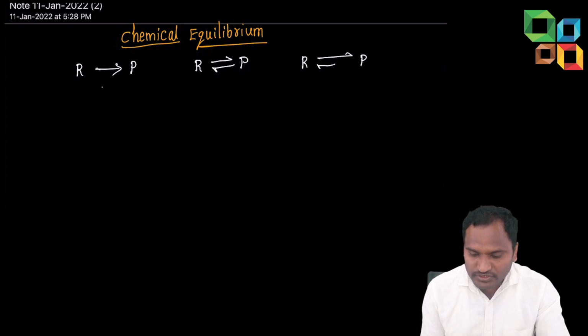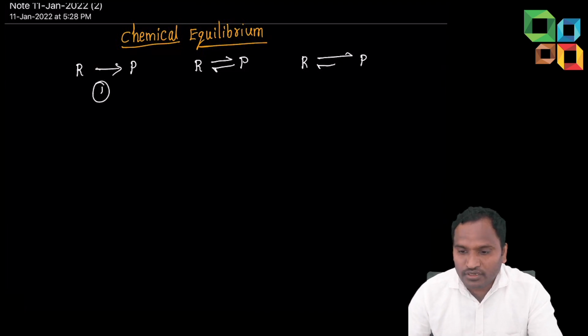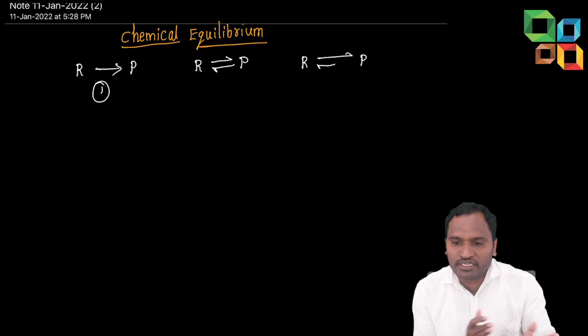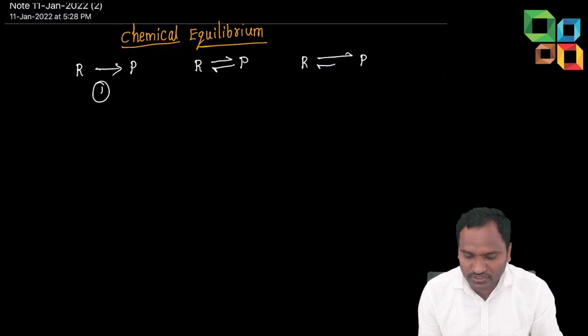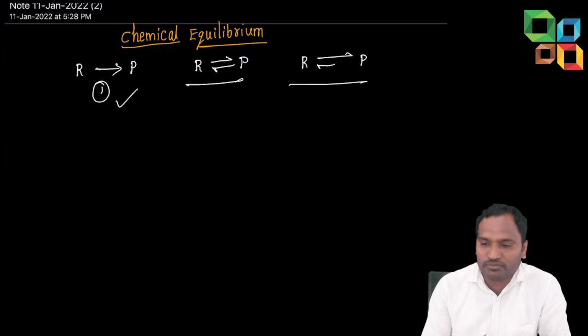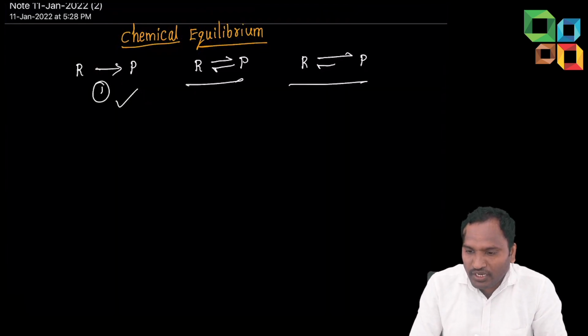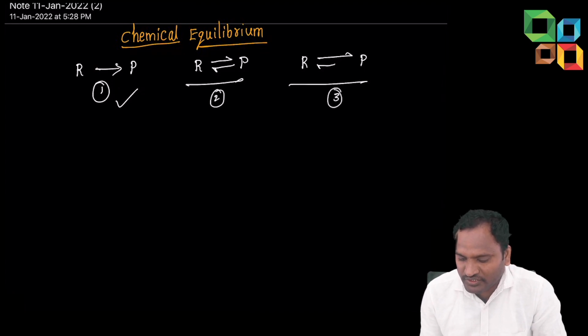So this first one is an irreversible process. It is an irreversible reaction. Reactants to products will form, but from products we can't get reactants back. First one is happening in only one direction. Second case, it is a reversible reaction. Even the third case is also a reversible reaction. I'm asking, what is the difference between the second reaction and the third reaction?